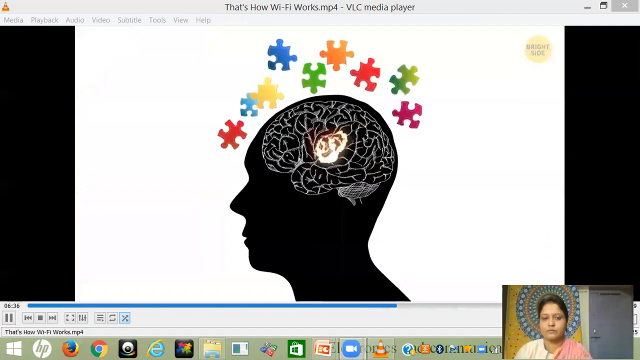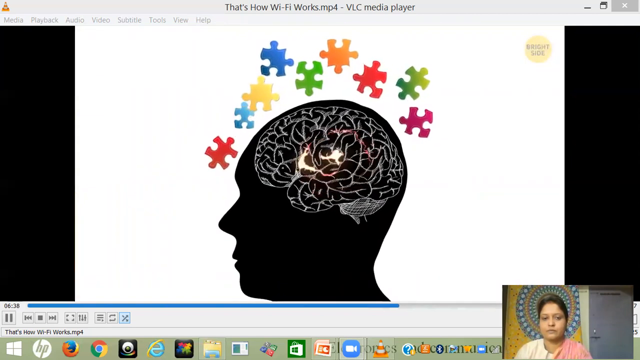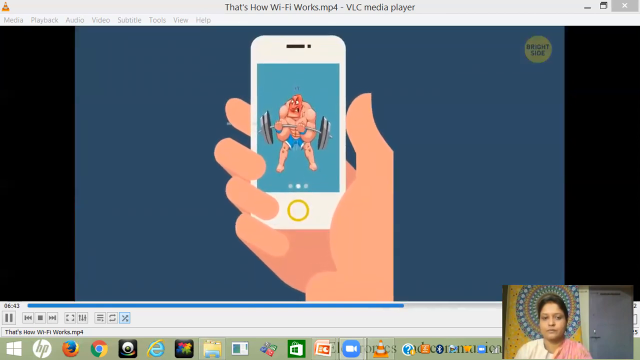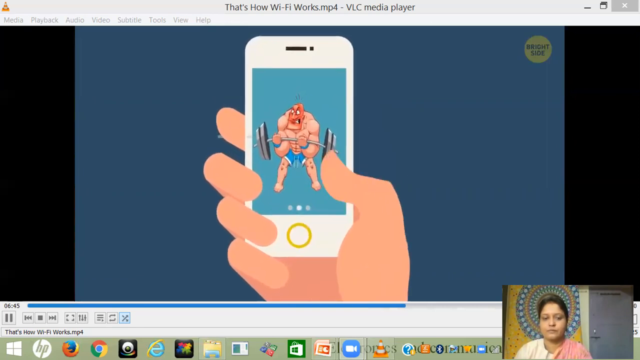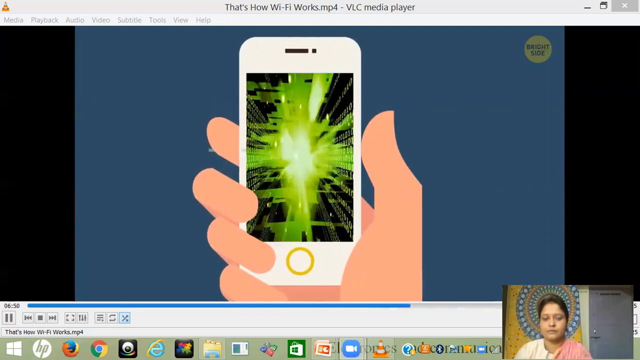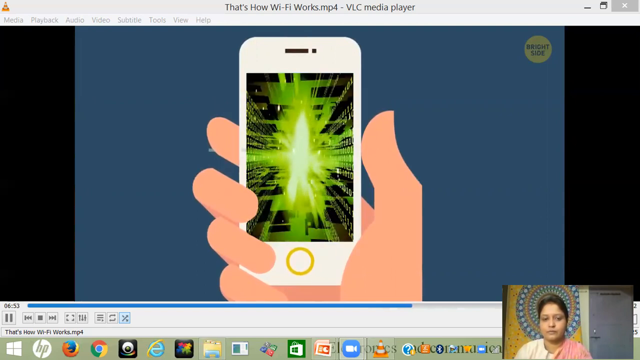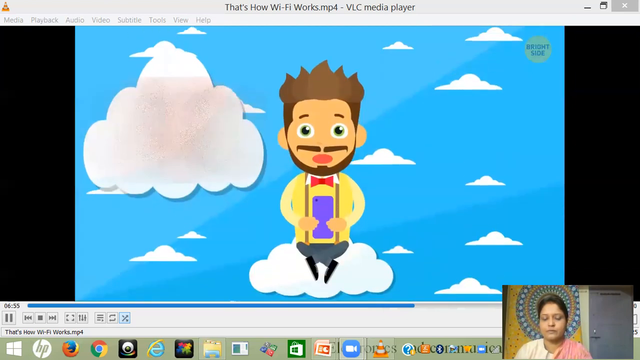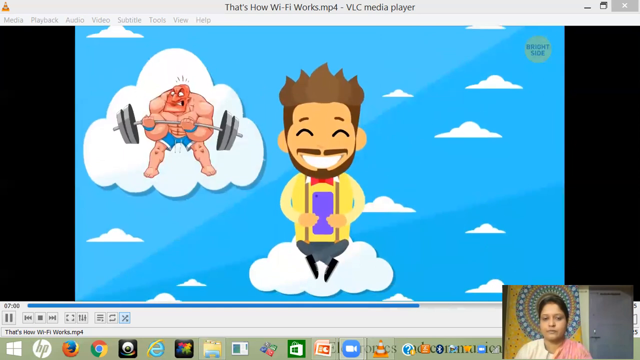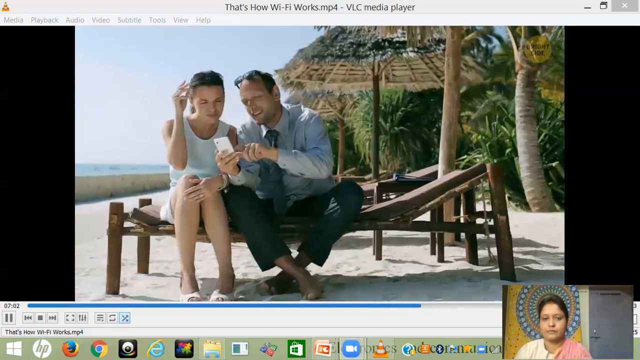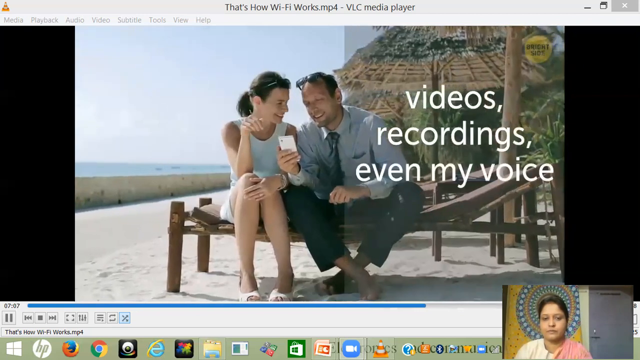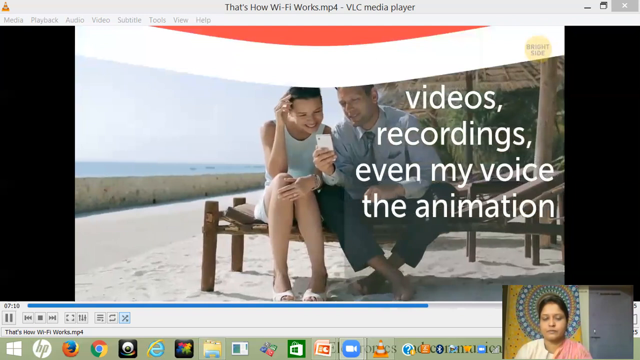If you're trying to visualize how this process works exactly, think of it this way. Imagine you're trying to send an embarrassing picture you took on your birthday to your best friend for a laugh. When you hit send, the photo is broken down into smaller pixels or packets and travels around different routers until it reaches your friend. Then these packets are quickly reassembled like a puzzle, and your friend can finally see the photo and giggle accordingly. All that happens with pretty much anything you try to send, be it videos, recordings, even my voice and the animation you're seeing right now.